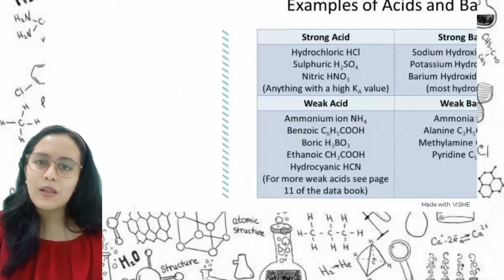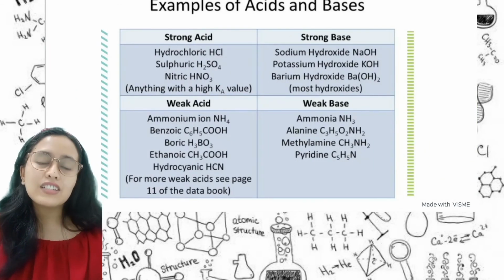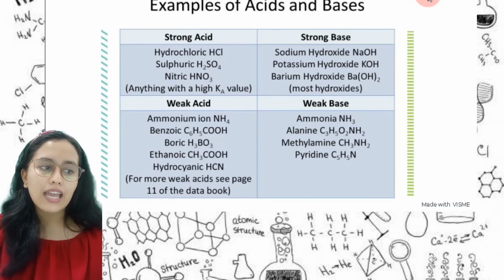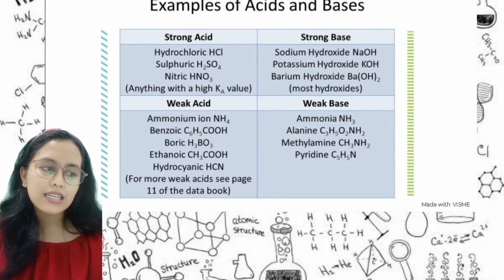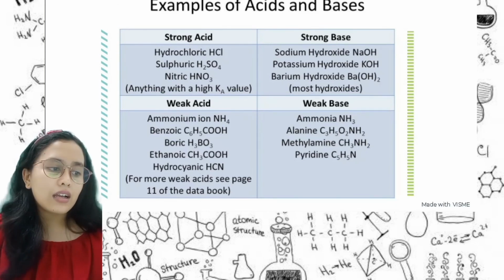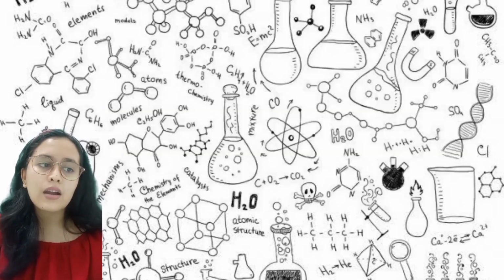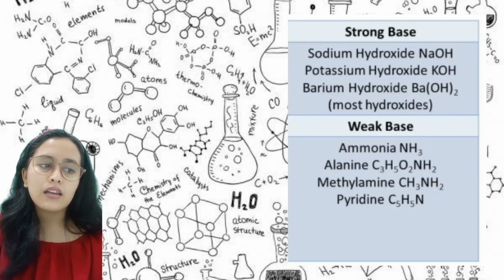Last are examples of acids and bases. The strong acids are hydrochloric, sulfuric, nitric, and anything with a high Ka. The weak acids are ammonium ion, benzoic, boric, ethanoic, and hydrocyanic. The strong bases are sodium hydroxide, potassium hydroxide, and barium hydroxide. The weak bases are ammonia, aniline, methylamine, and pyridine.